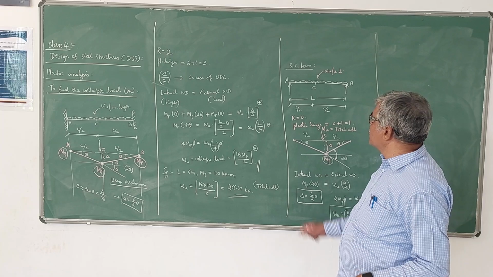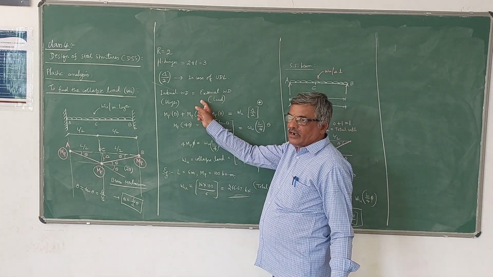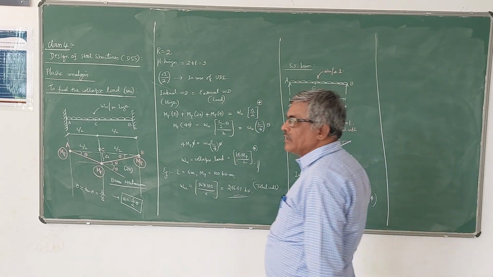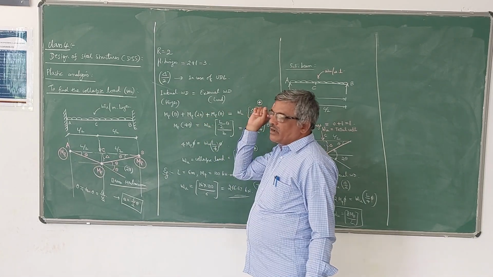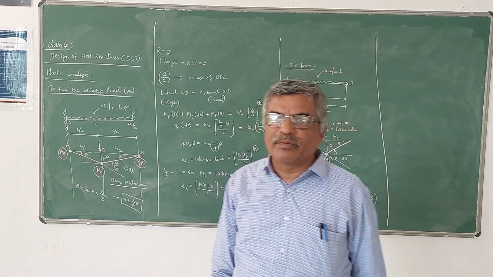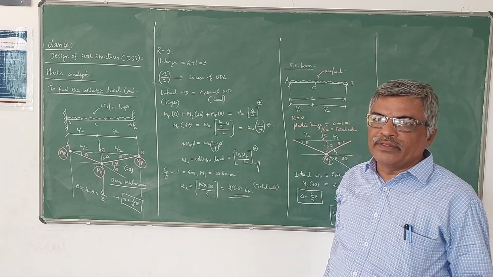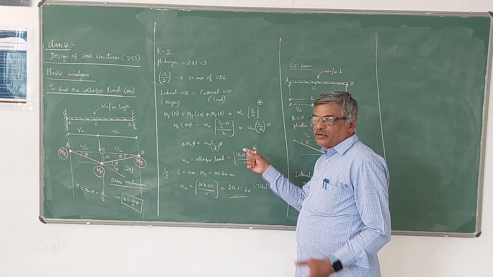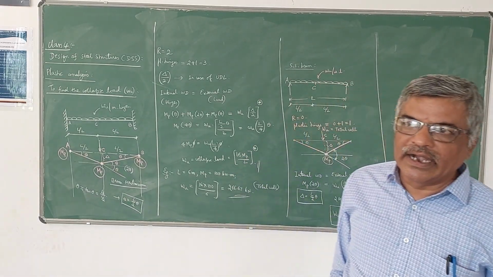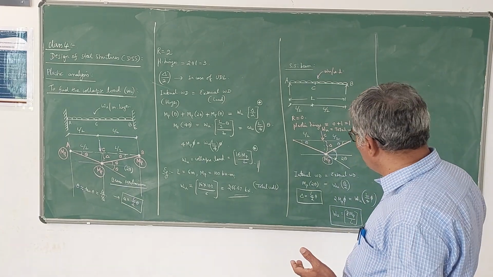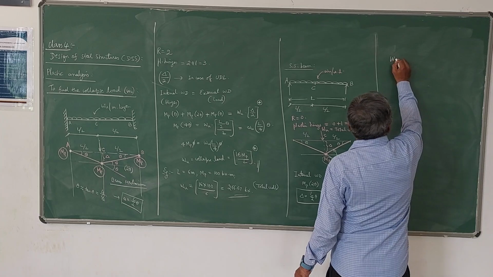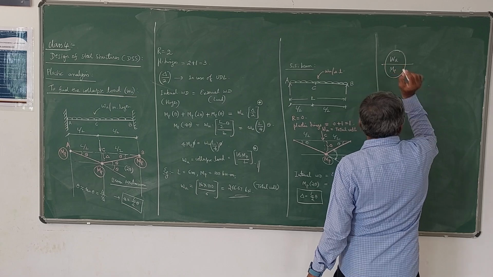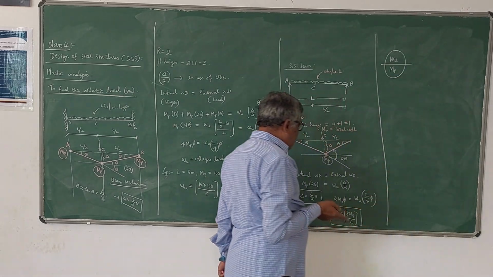Then we use the equation internal work done equals external work done. Internal work is due to the formation of plastic hinges, the product of MP and theta. External work done is due to the externally applied load, the product of W, the load, and the deflection under the load. If you equate them and cancel delta or theta, you can simplify and get the value of WU. Here there are two quantities, one is WU, the load, and the other is the plastic moment MP. By knowing any one, you can find the other.